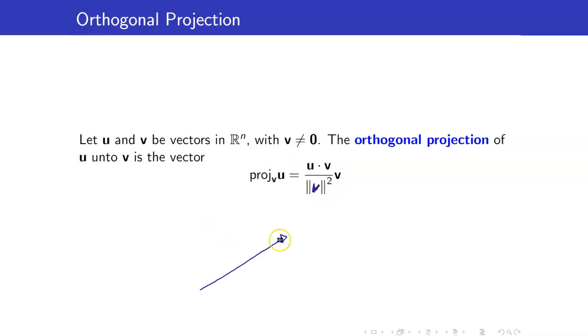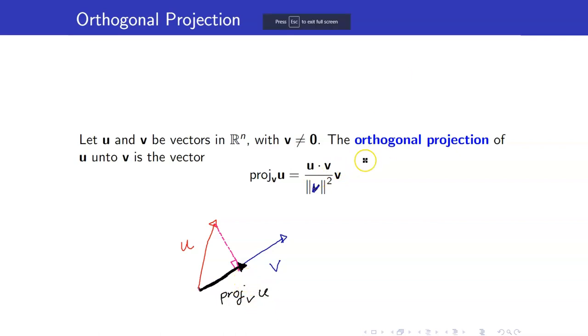I suppose that this is my V, non-zero, and this is my U. When I project U onto the vector V, and it says orthogonal projection, what will happen is that I will get this part here. So I want this line segment to be perpendicular to V, and this vector here, this black vector, is now your projection of U onto V.